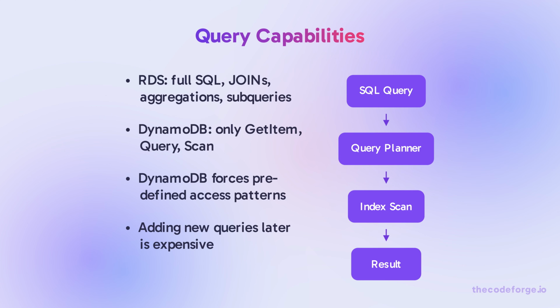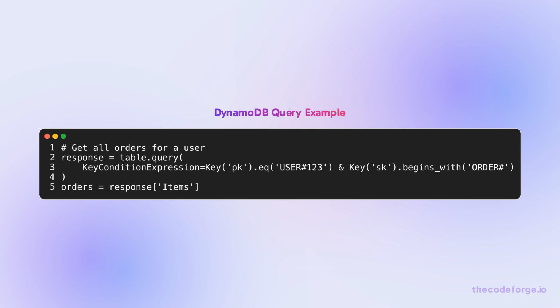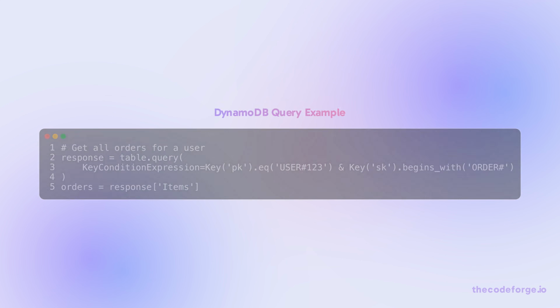Relational database service supports full SQL with joins and aggregations. DynamoDB only supports 3 operations: getItem, query, and scan. Every other filter must be applied client-side. That means you must design your access patterns before writing code. This DynamoDB query retrieves all orders for a user by using a composite key. Note that you must know the access pattern upfront.